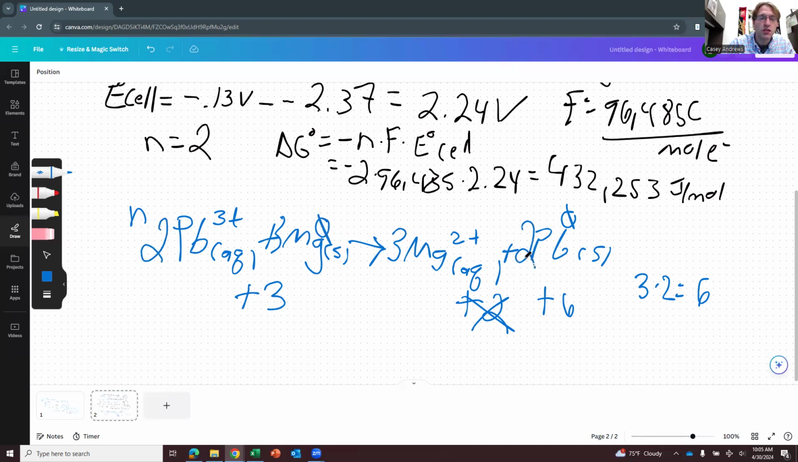Now I'm going to do lead, something similar. I'm going to add 2 lead 3+ and 2 lead 0. That makes +6 over here. So now we have a balanced reaction, and if we were given this reaction, n would be 6. I'm moving 6 electrons. All right, so that's all I have to tell you about Ecell.